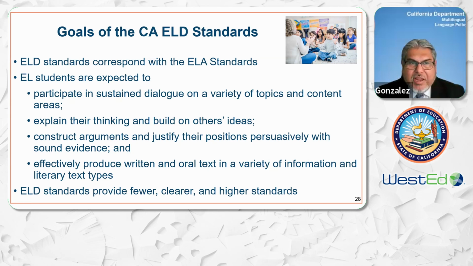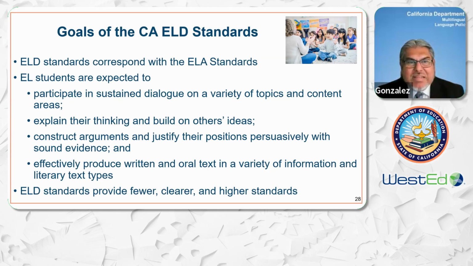The ELA standards raise expectations for all students in California. Among other things, students are expected to participate in sustained dialogue on a variety of topics and content areas. They're expected to explain their thinking and build on others' ideas. They're expected to construct arguments and justify their positions persuasively with sound evidence. And they're expected to effectively produce written and oral text in a variety of information and literary text types.